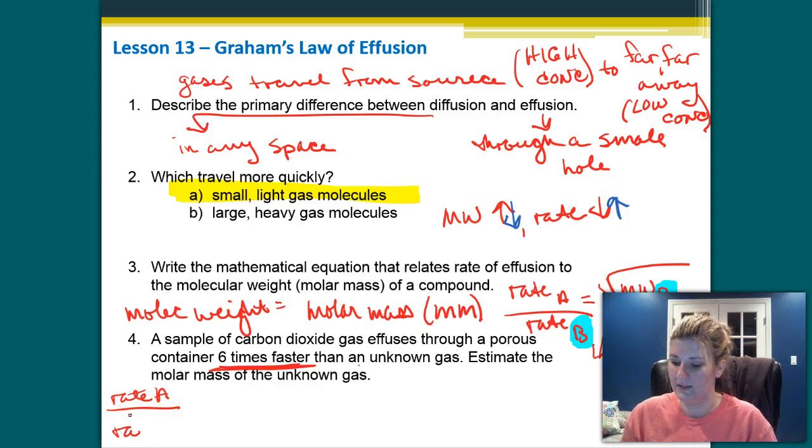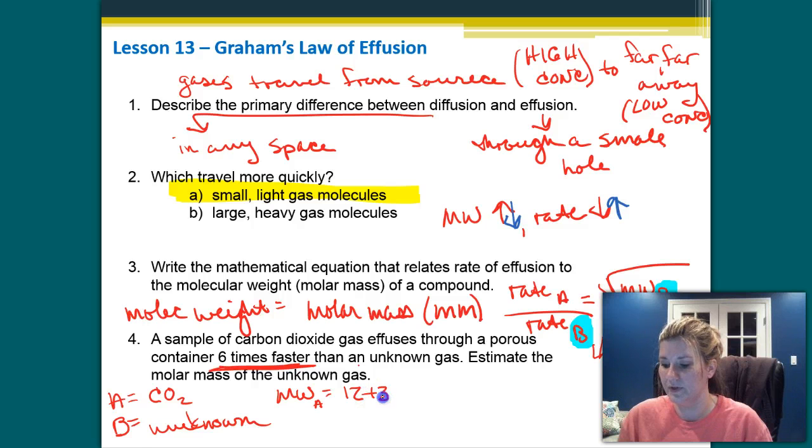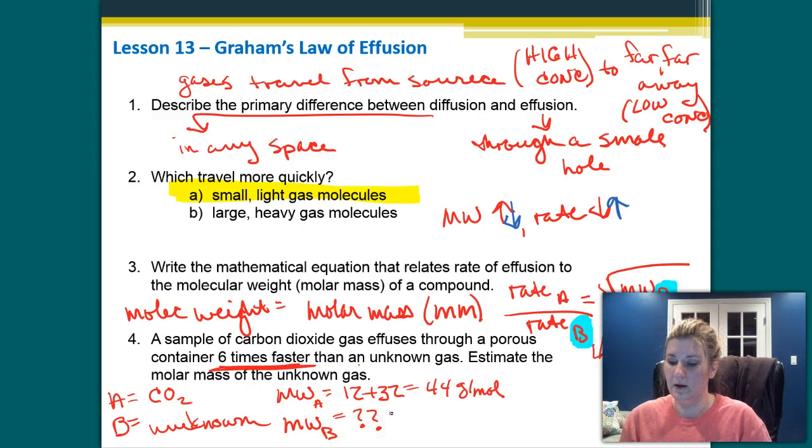I said when we do these problems we should be very clear and consistent about what A and B are going to be. We know one gas here, right? We're going to call A CO2. And gas B is our unknown gas, and we're trying to solve for the molecular weight of that. If A is carbon dioxide, then the molecular weight of A is going to be 12 plus 32. I'm getting that from the periodic table: 2 times 16 for oxygen is 32, plus 12 gives us about 44 grams per mole. We need to solve for the molecular weight of B.